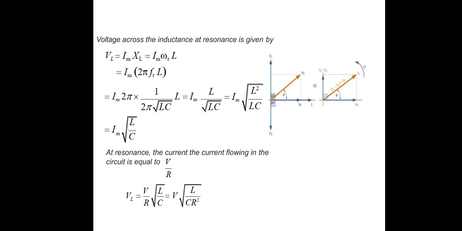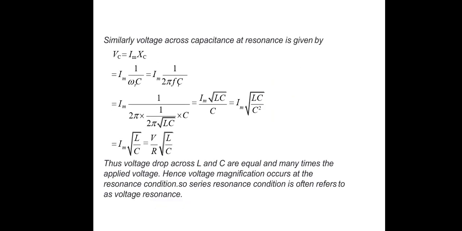Here this is the voltage drop across the inductor. Similarly, the voltage drop across the capacitor, which is Vc, is equal to Im into Xc. We already know Xc is 1 by omega C, where omega is 2 pi Fr. So Im into 1 by 2 pi Fr into C. Im as usual, so 1 by 2 pi into 1 by 2 pi root LC into C.